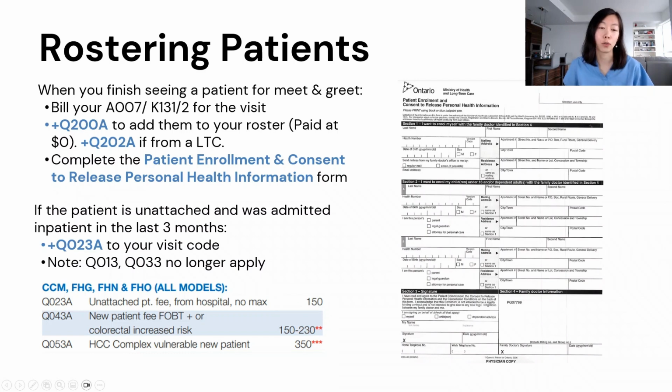It's an unattached fee in addition to whatever code you choose to bill for that first visit. Note that the numbering is a little bit weird. It's like 2, 4, and 5. That is because in the past, there used to be codes Q013 and Q033. Now they no longer apply.